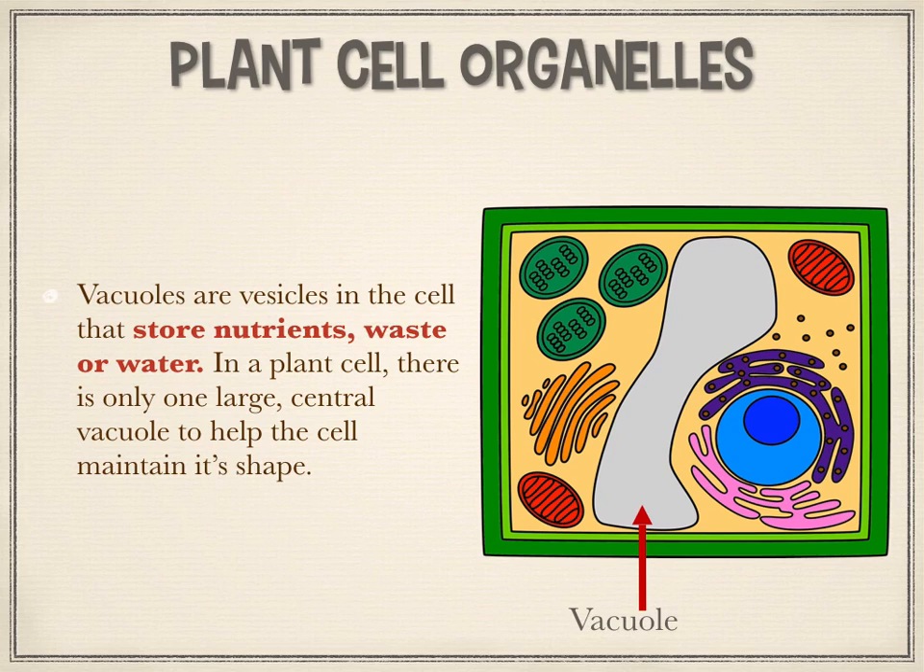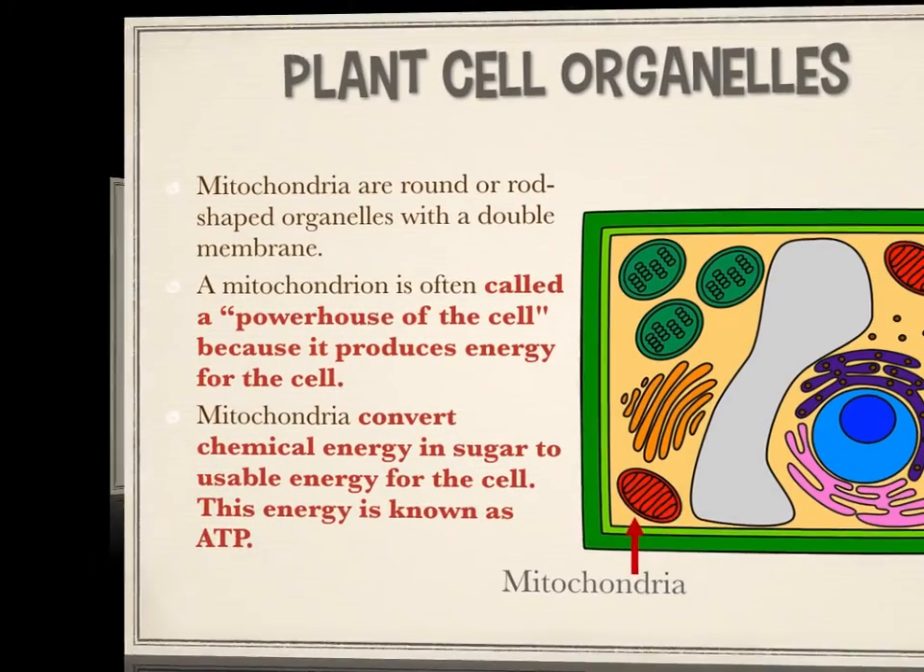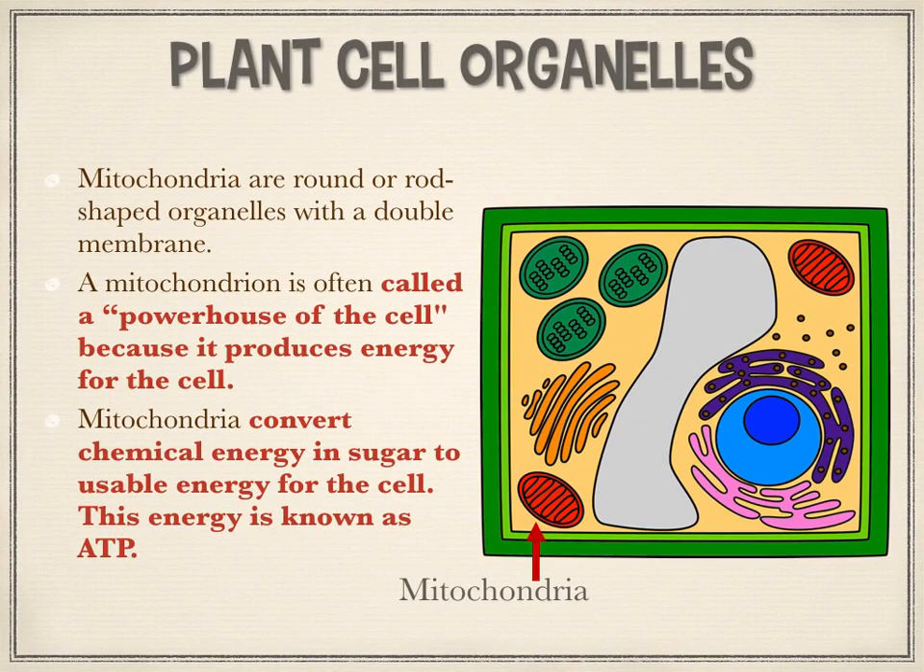Vacuoles are vessels in the cell that store nutrients, waste, or water. In a plant cell, there is only one large central vacuole to help the cell maintain its shape. Mitochondria are round or rod-shaped organelles with a double membrane. A mitochondrion is often called the powerhouse of the cell because it produces energy for the cell. Mitochondria convert chemical energy in sugar to usable energy for the cell. This energy is known as ATP.